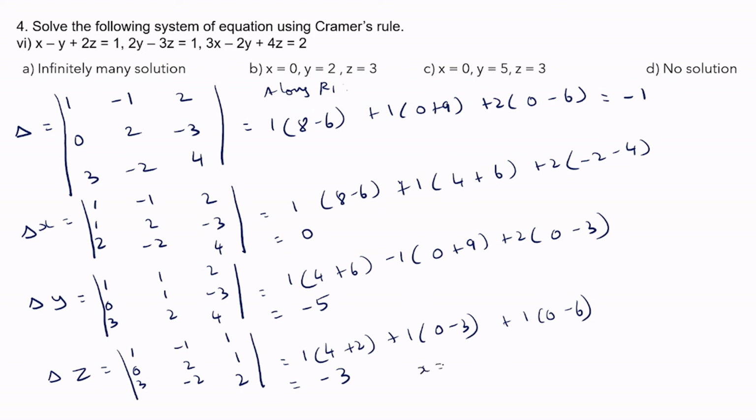So we have x is equal to delta x by delta. Delta is minus 1. So delta x by delta is 0 by minus 1, 0. Then y is delta y by delta. So it is minus 5 by minus 1. So this is 5. And z is delta z by delta. Minus 3 by minus 1, 3. So the correct option is option C.